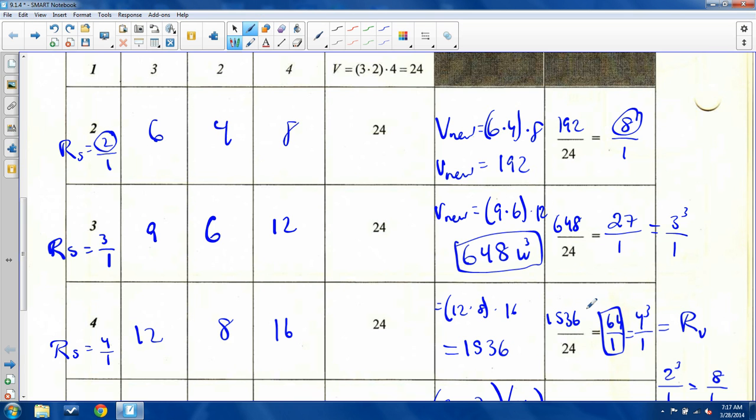All right. Save ourselves time. We don't have to do all this. If you know there's similar solids, everything's 4 times as big, your volume of your smaller one to your bigger one is 1 to 64. Bigger to smaller, 64 to 1.